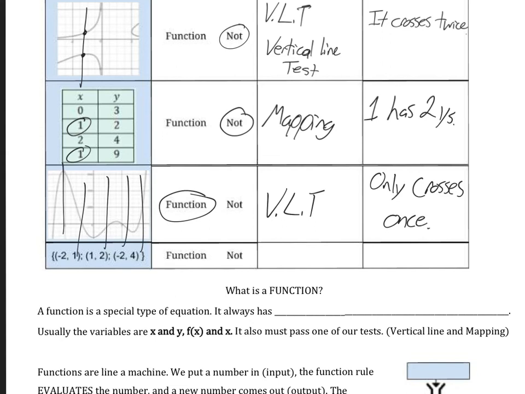And then the last one, is this a function or not? Well, looking at it, first thing, what test would I use? I'm going to use mapping. So I'm looking to see if any of my x's are repeated. So I have -2, 1, and -2. So it is not a function because of these 2 -2's. So I'm going to write -2 repeats.